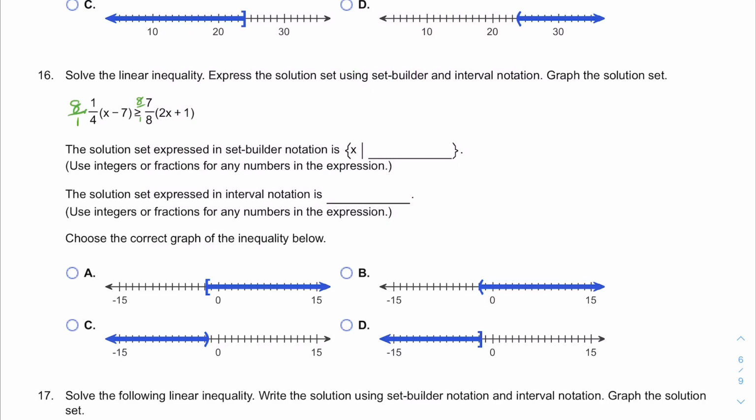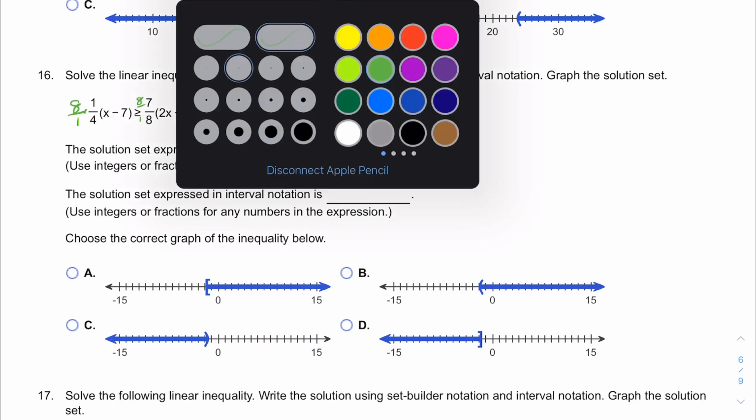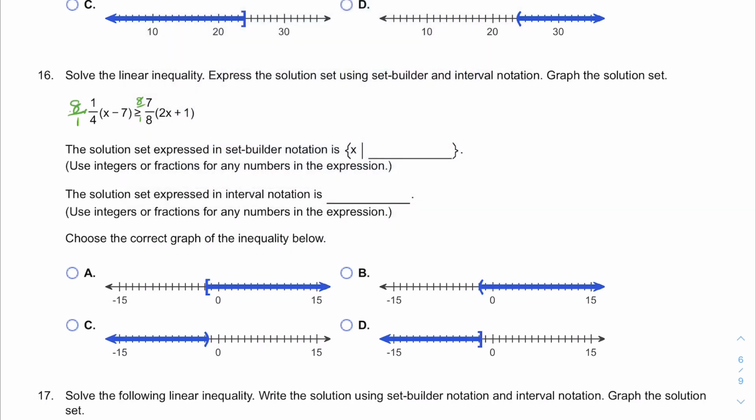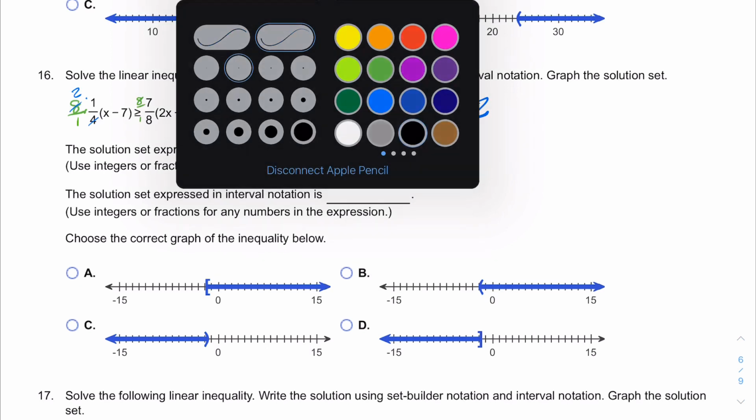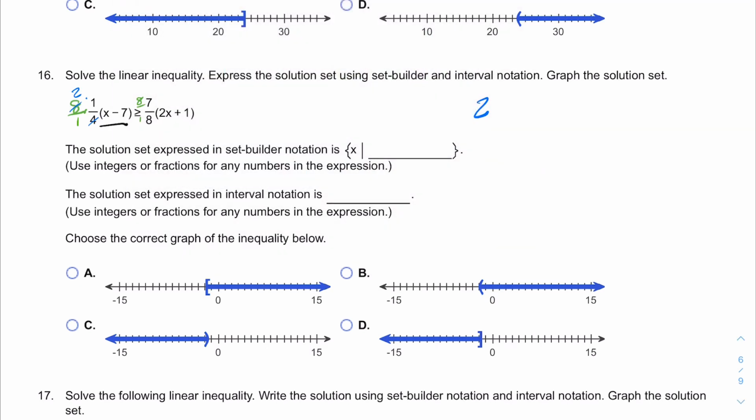So let's figure the result here. Notice when we have 8, what's 8 divided by 4? 8 divided by 4 is just 2. So I'm going to copy down the rest of this problem, which is just in parentheses, x minus 7. All we did was take care of this first fraction, and the result of that fraction is going to be distributed.